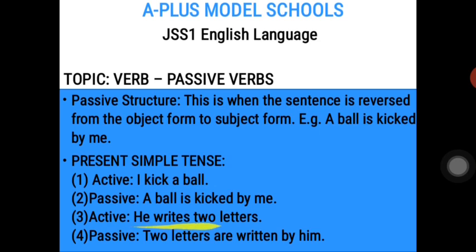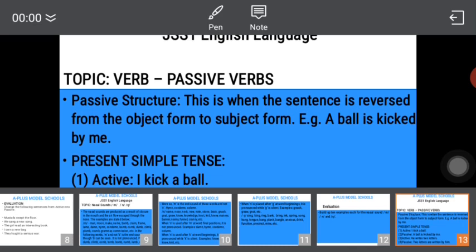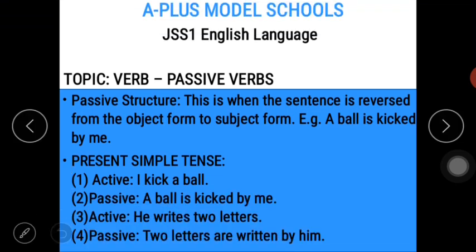He writes two letters. He writes two letters. Two letters are written by him. He is the subject. You get that now? He there is the what? Is the subject. So now he that you have here is the subject, like I told you, and he writes two letters. Two letters is the object.